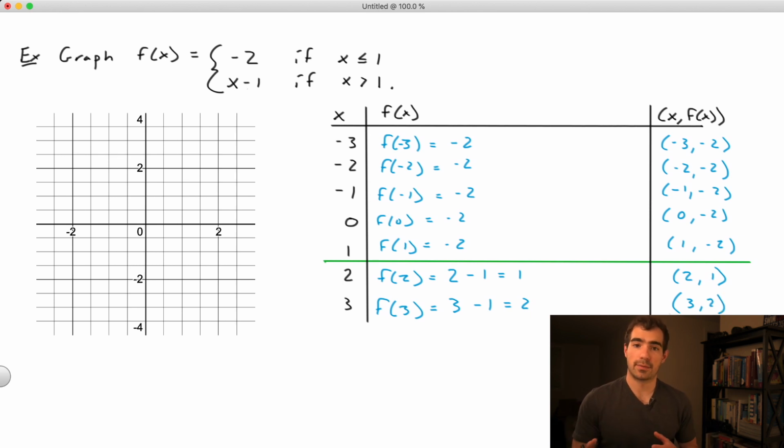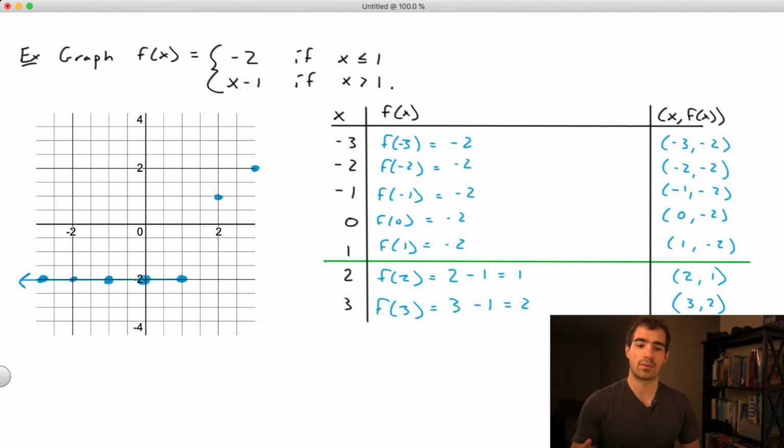And then almost just like before, we can go ahead and plot these points and connect the dots to form our graph. And so we have -3, -2, we have -2, -2, we have -1, -2, 0, -2, and 1, -2. And then we have 2, 1, and 3, 2. We can draw a line here to connect the dots in this bottom section. And we can similarly draw a line to connect the dots for this top section.